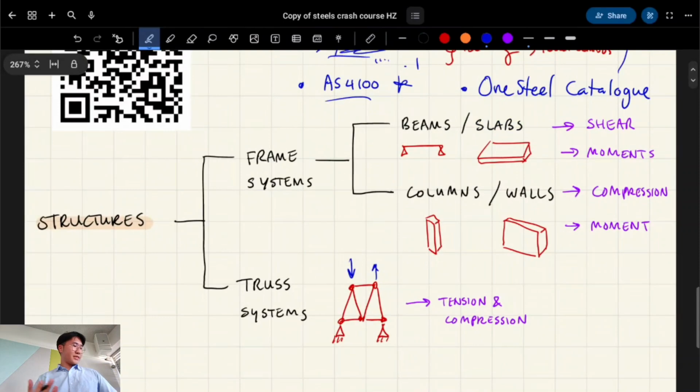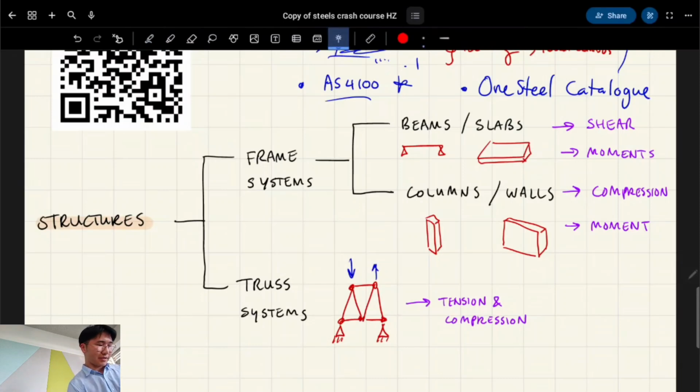Let's talk about structures. So essentially, there's a few different ways of thinking about structures. And in uni, we learn about pretty idealized systems. We learn about frame systems and truss systems, essentially, right? This goes all the way back to like 1300, essentially.